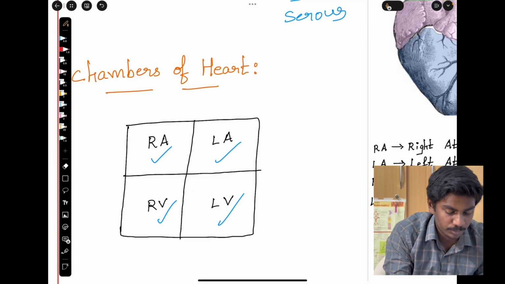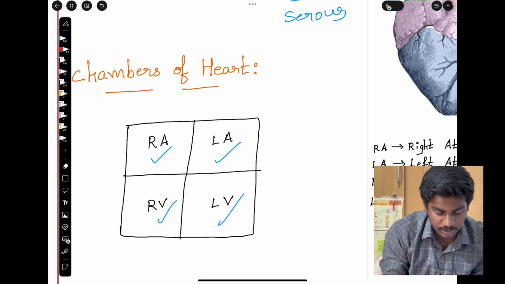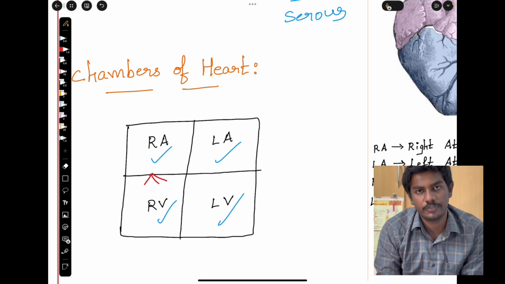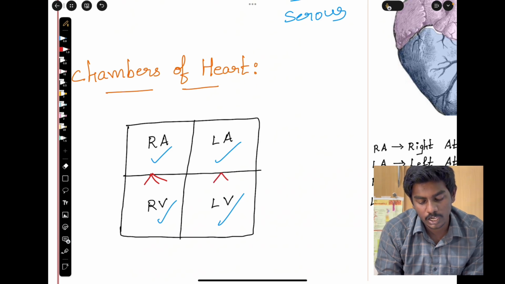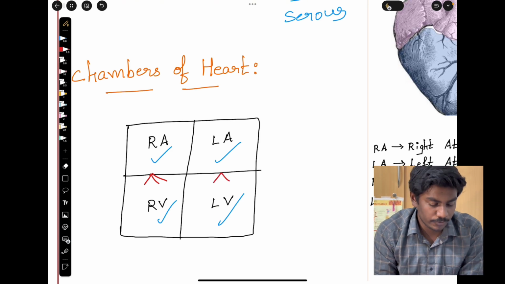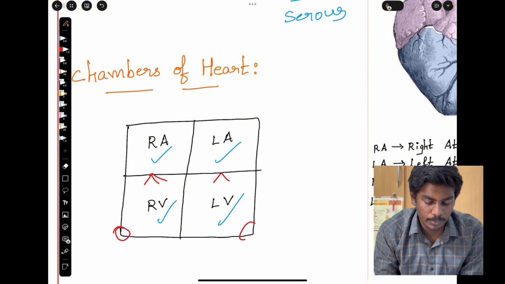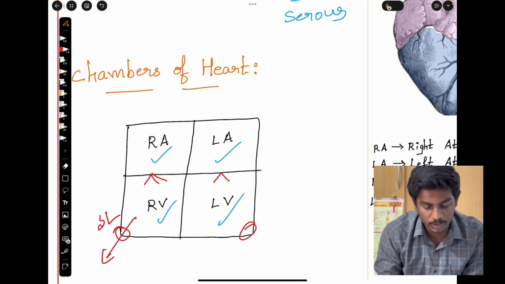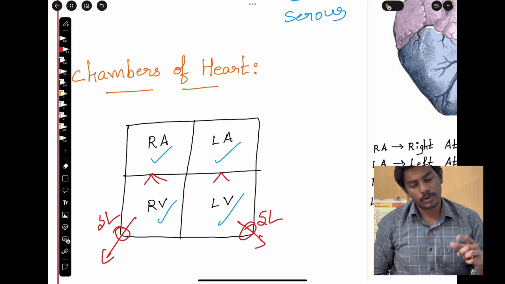The blood from the right atrium enters the right ventricle through the tricuspid valve, and the blood from the left atrium enters the left ventricle through the bicuspid valve or mitral valve. The blood from both the ventricles is pumped out of the heart through the semilunar valves. These are called semilunar valves.